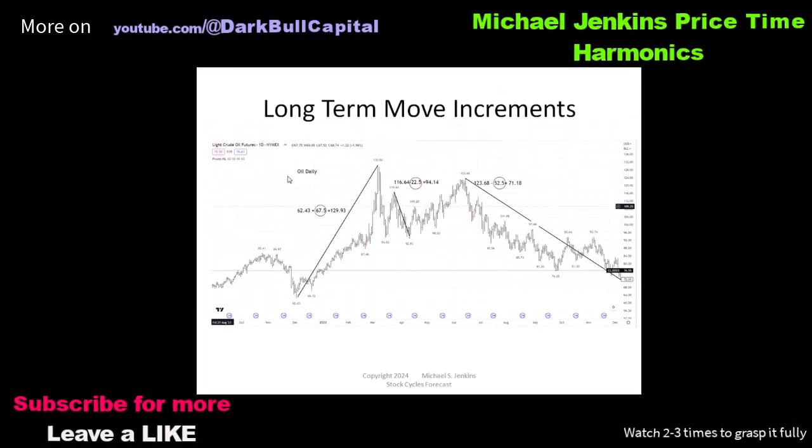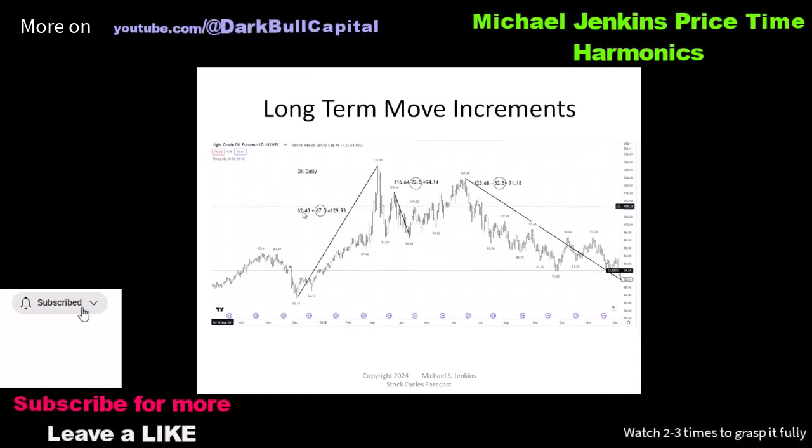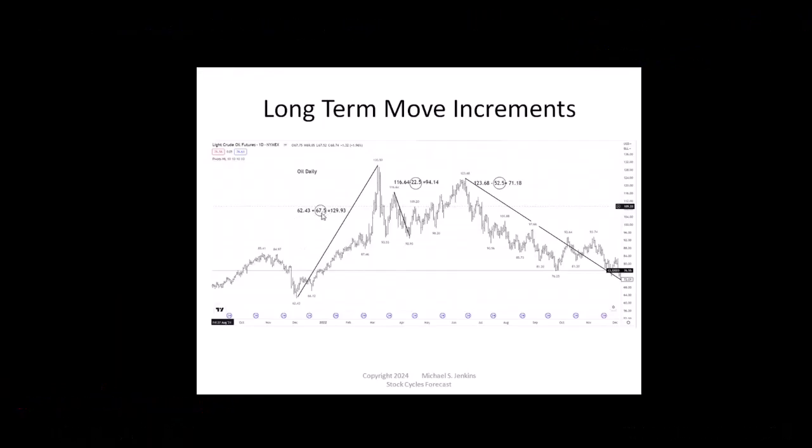Here's oil. It looks like a funny number, 62, probably 62 and a half or 3/4. But 62.43 at the low plus 67.50 was your high, 130. Here's a 116 price minus 22 and a half is your low. Here's a 123 minus 52 and a half was the low over here.